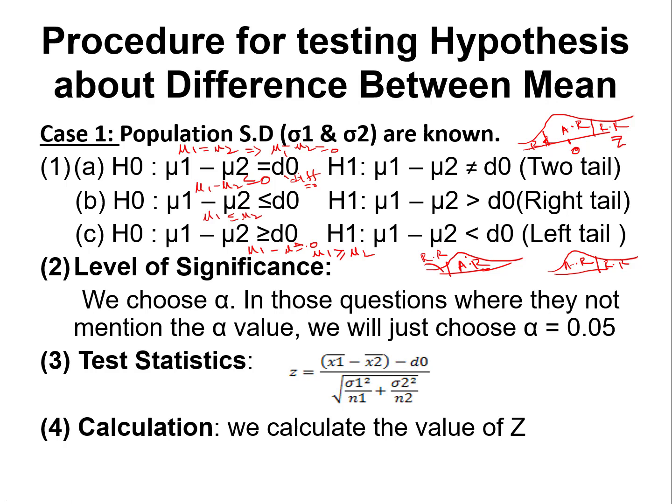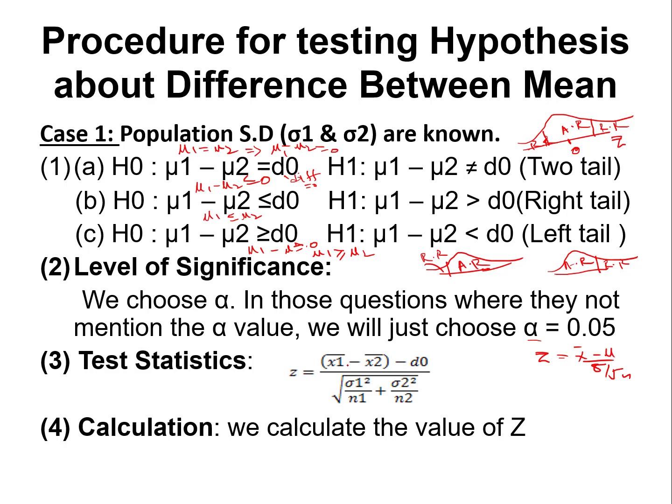The second step is the same as we already discussed: level of significance. Normally we choose a level of significance of 5%. The test statistic is a little bit different, because the first time we used x bar minus mu over standard deviation by root n, because at that time we had only one type of data, only one sample, only one standard deviation for that data, and only one mean and one sample size.